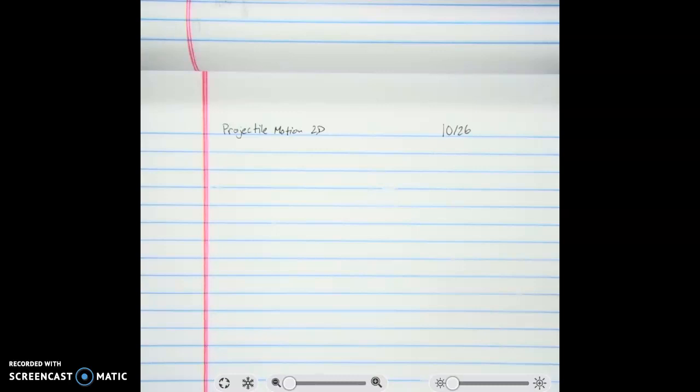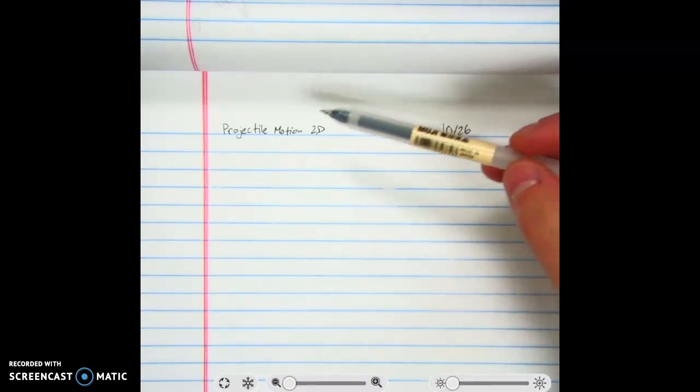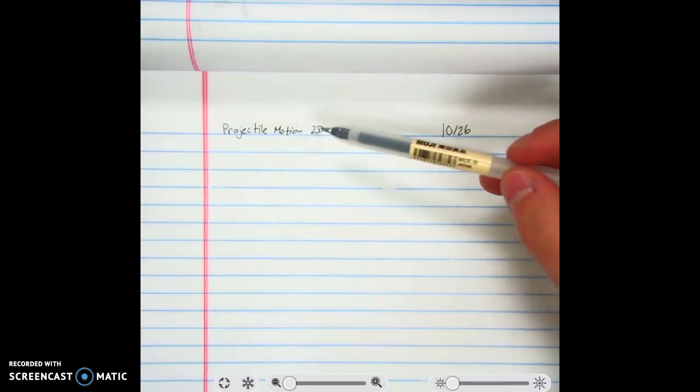All right, hi everybody. So today we are going to move on to the second half of 1.2, 2D motion. And we're looking at the culmination of all 2D motion and projectile motion, this time in two dimensions.